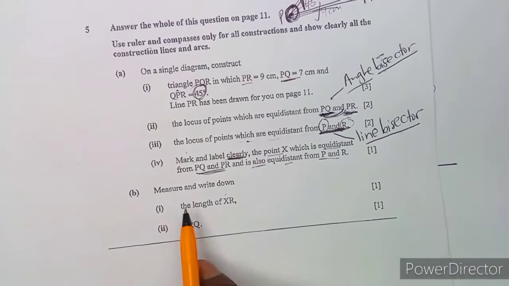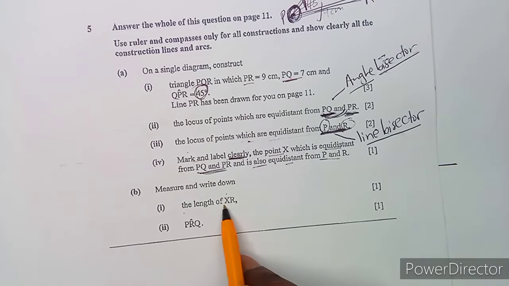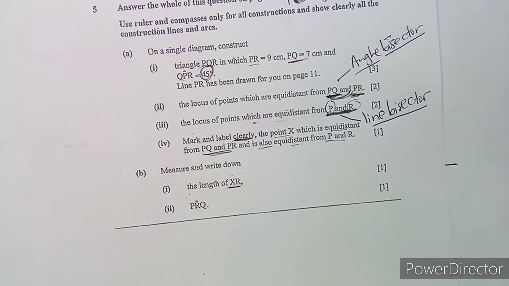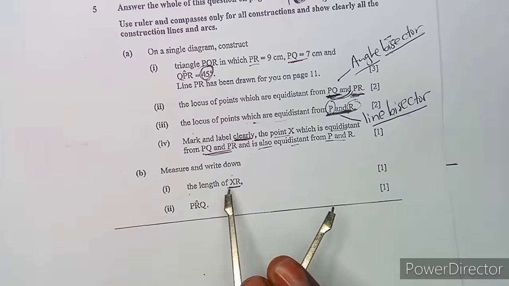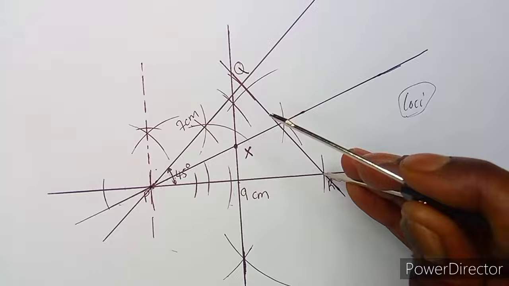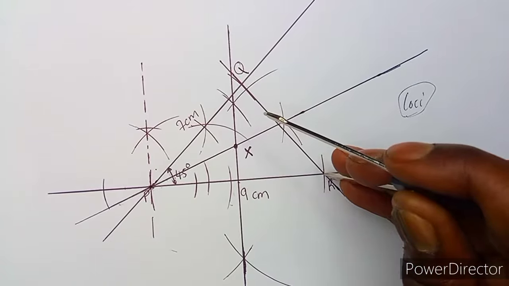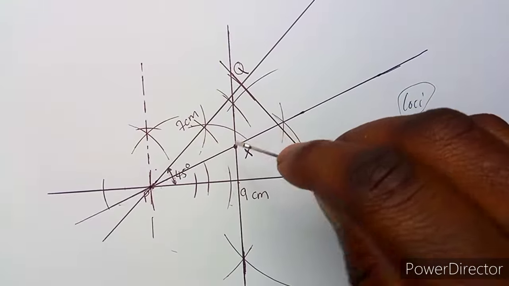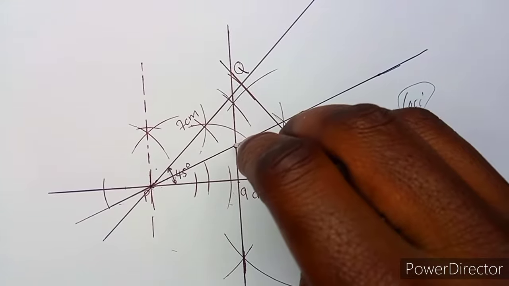All right, so I've marked the point and indicated X. Then measure and write down the length XR. So you now measure your length XR. What you just do is put a divider from X to R, just like this. You just use your divider here from X to R, that is your R here.